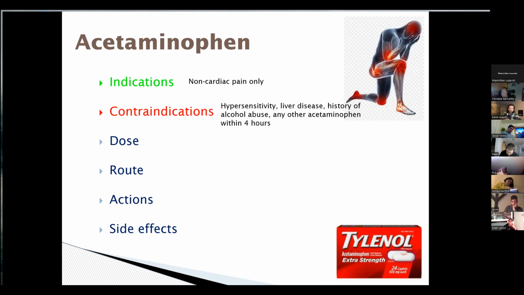Similar to aspirin, if they have a history of long-term alcohol abuse, or we are considering that they might have liver damage, we don't want to give it to them. And if they've had any other acetaminophen within 4 hours, we should not give it to them.